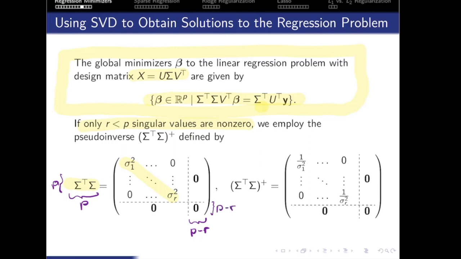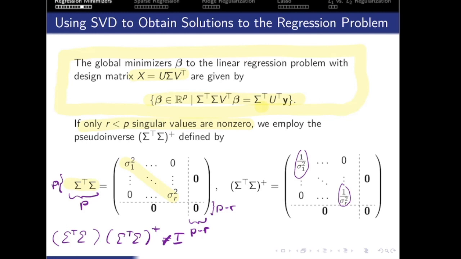And then we can actually compute something which is called a pseudo-inverse. So we take the inverse of all the diagonal matrix elements which are non-zero, and everything else stays 0. It's called a pseudo-inverse because it's not actually an inverse, because the product of sigma transposed sigma with the pseudo-inverse, sigma transposed sigma plus, as it is denoted here, is not equal to the identity matrix.